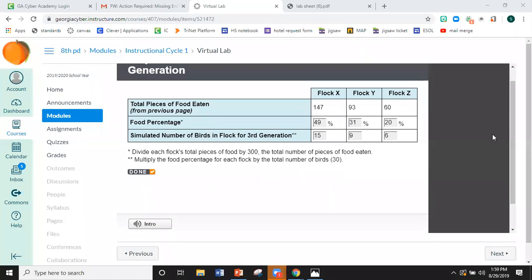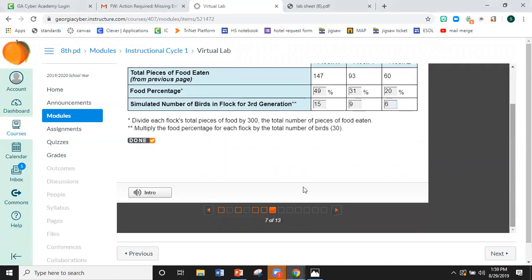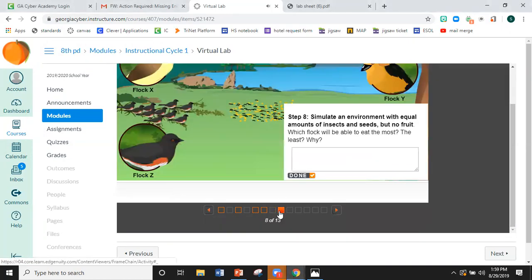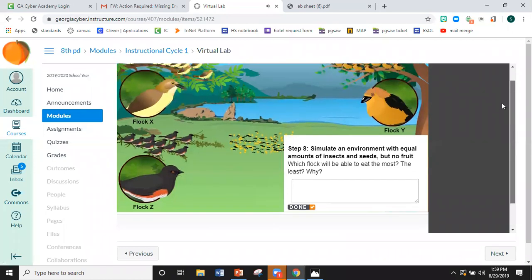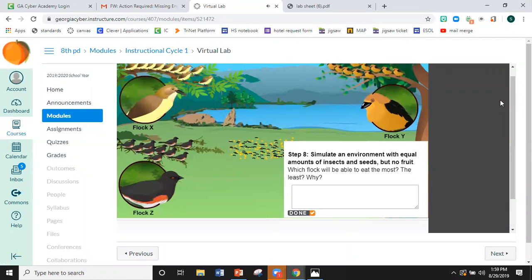All right, so we know that right now, when there are bugs, fruits, and seeds, X was increasing really quickly and Z was decreasing. During the first half of the lab, flock X grew, in part due to its ability to pierce and tear apart the fruit, but also because it ate a fair amount of the other two types of food. But look at the environment, which has changed. There's no longer any fruit. A plant disease has stricken the island.